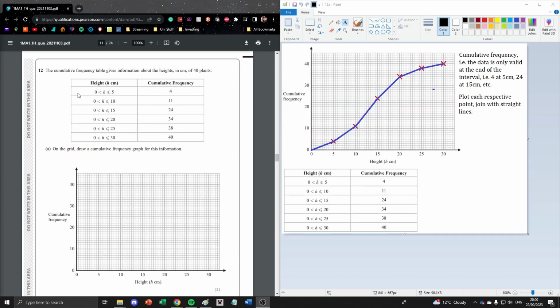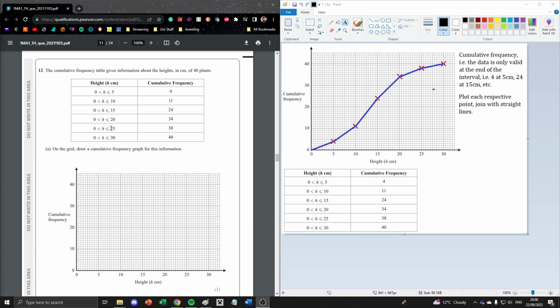Question 12 gives us a cumulative frequency table for the heights of 40 plants. And part A asks us to draw a cumulative frequency graph for this information. So because the interval of the heights starts at 0 for all of the intervals, we're going to start at 0, 0. That's obviously because the initial height is 0, and before we've gone through any of the height of the plants, we're going to have looked at 0 plants effectively.